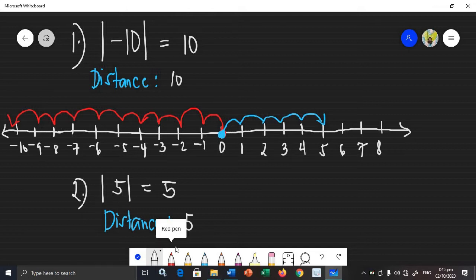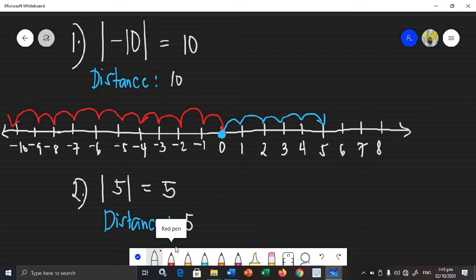Absolute value is always positive. That is the only thing you need to remember. You will never see a negative answer in absolute value because, as we said, since absolute value refers to distance, we are just counting the units, right? Meaning, it is always positive. That is the rule for absolute values, okay?